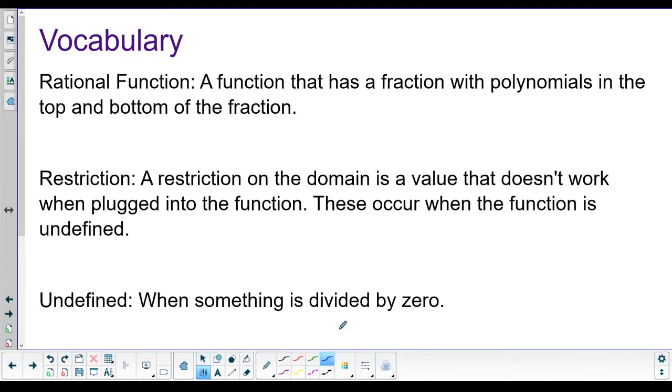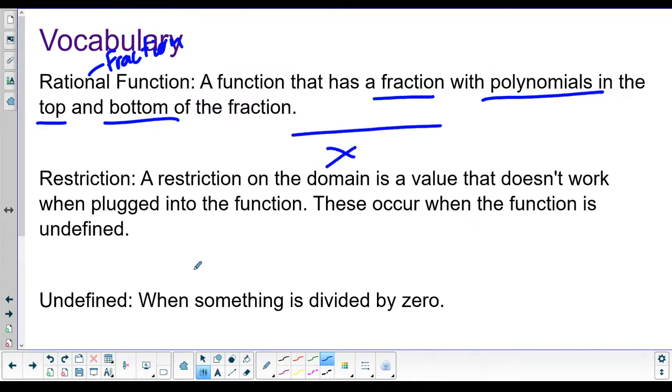All right, so the first vocabulary you need to know is rational function. A rational function is just a function that has a fraction with polynomials in the top and bottom of it. The word rational in math is a fancy way to say fraction. It means one thing on top, one thing on the bottom. What makes it a rational function is there's an x somewhere in the bottom. It could be an x, it could be an x squared, it could be an x plus x. But it's got x's in the bottom. That's what makes it a rational function.